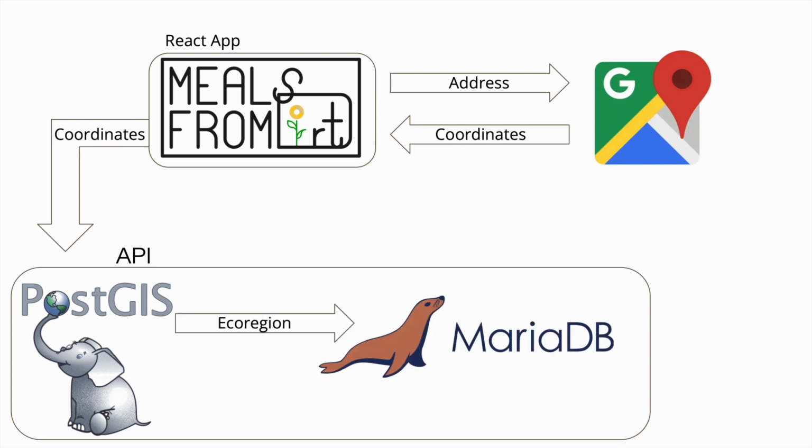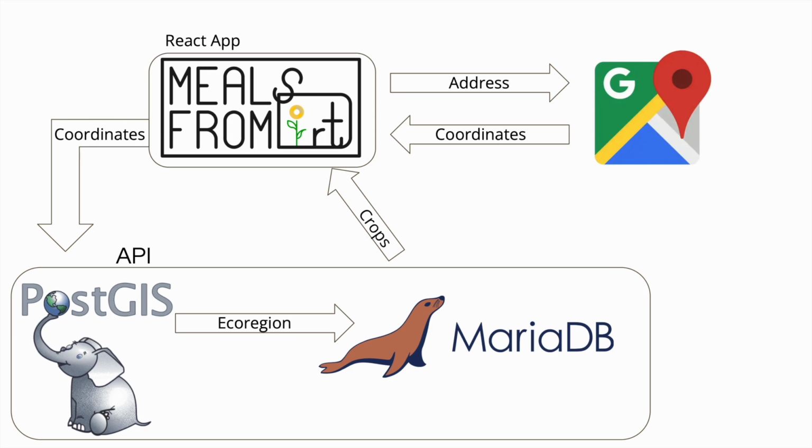So we'll take that ecoregion and send it to our MariaDB database. Now, our MariaDB database contains all of our information about crops and meals and how they relate to each other, as well as what crops can grow in what specific ecoregions. So, once we have all those crops that can grow in that ecoregion, we send them back to the React app to be displayed as cards.